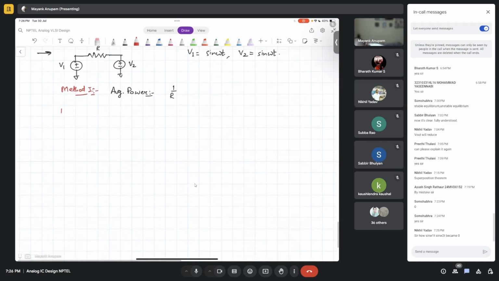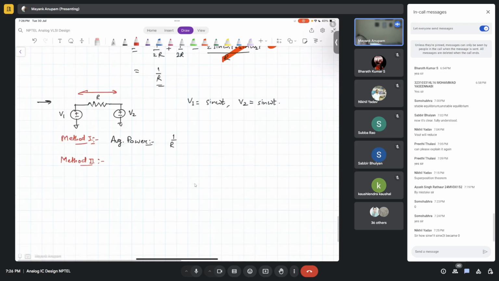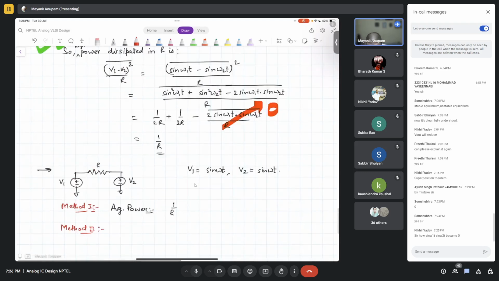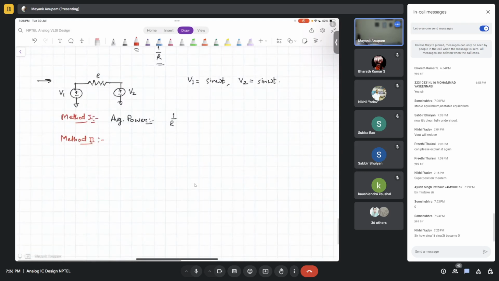But if you actually look at it, you will see that there will be no current flowing through this, right? Because both the voltages are exactly the same. So there can be no current flowing through the network, which means that the power dissipated in the network should be zero, right? Which will be seen from the second method.